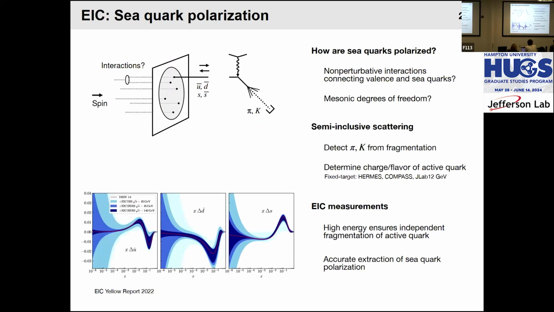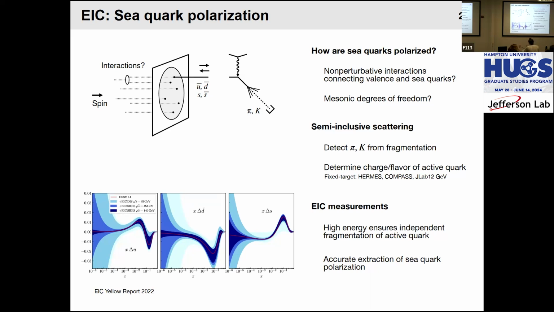So the first EIC measurement we want to discuss is the measurement of the polarization of the sea quarks. As we said, there are sea quarks, antiquarks, u-bar, d-bar, even strange quarks and antiquarks in the nucleon wave function, typically at x around 0.1 or smaller. A very interesting question is how these sea quarks are polarized in a polarized nucleon.